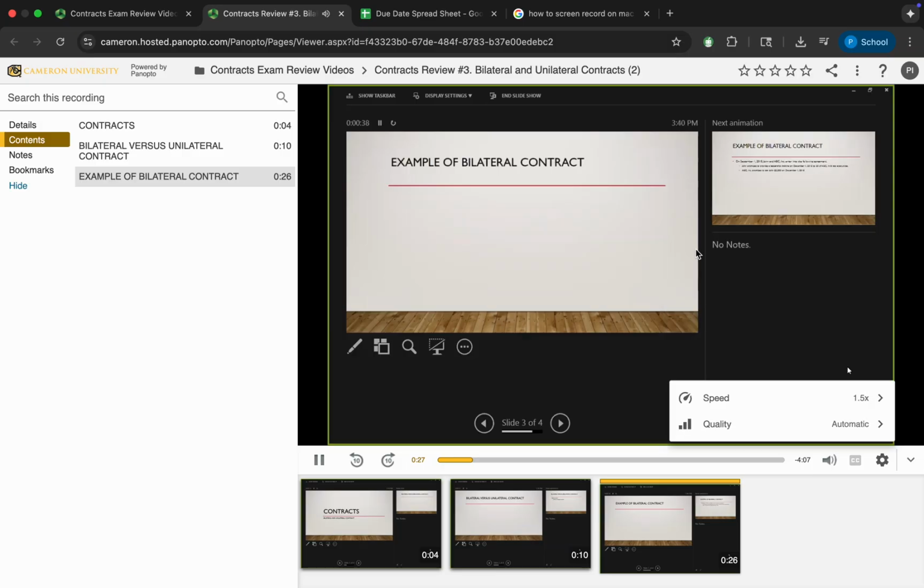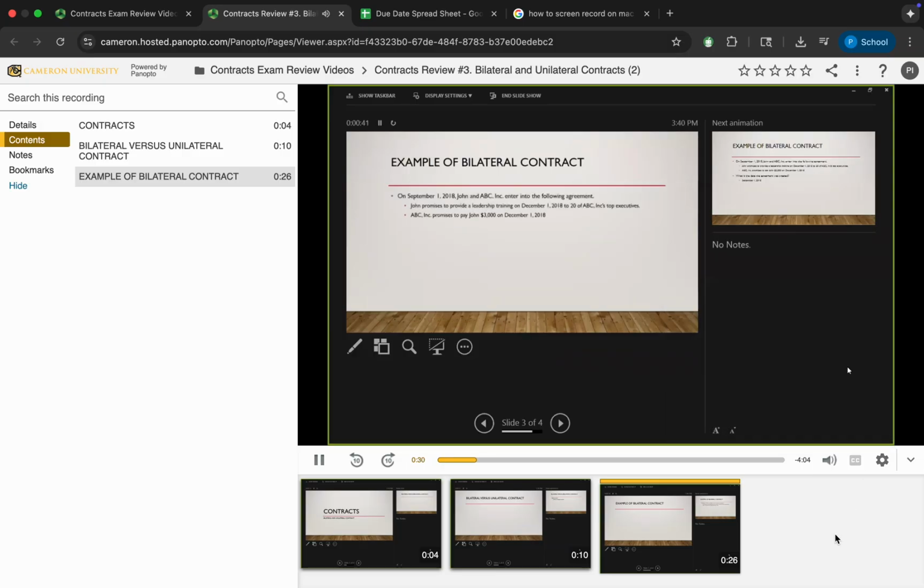On this slide, we'll look at an example of a bilateral contract. On September 1 of 2018, John and ABC Incorporated enter into the following agreement. John promises to provide a leadership training on December 1st, 2018 to 20 of ABC's top executives, and ABC Incorporated promises to pay John $3,000 on December 1 when he provides the training. So we see here that we have a promise in exchange for a promise. On the date that they create the contract, they identify the performance time and the performance expectations.